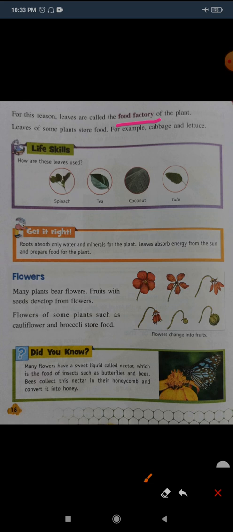Now here is some life skill. How are these leaves useful? Here it is spinach, tea, coconut leaves and tulsi leaf. Now how is it useful? Now listen carefully. Actually, spinach is called a superfood. Why is it called a superfood? Because it is important for skin and hair and bone health, and it also provides protein, iron, vitamins and minerals. This is loaded with tons of nutrients. That is why spinach is very useful for us, and it is called a superfood.